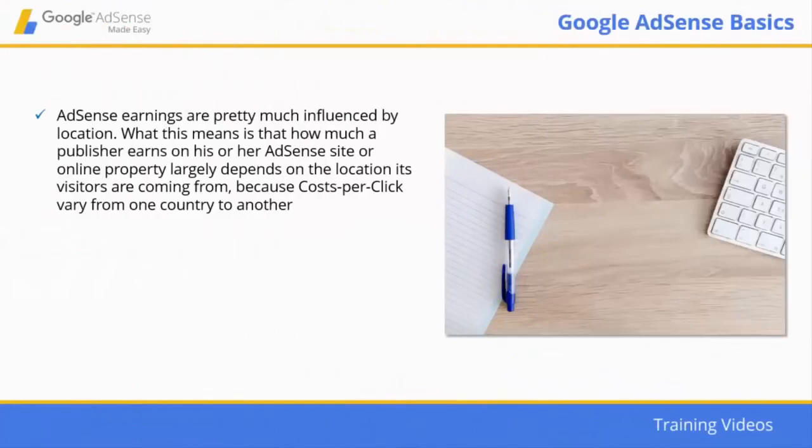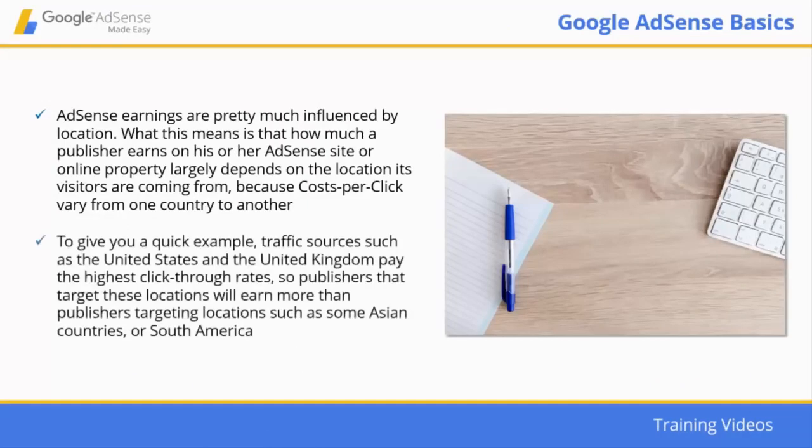AdSense earnings are pretty much influenced by location. What this means is that how much a publisher earns on his or her AdSense site or online property largely depends on the location its visitors are coming from, because costs per click vary from one country to another. To give you a quick example, traffic sources such as the United States and the United Kingdom pay the highest click-through rates, so publishers that target these locations will earn more than publishers targeting locations such as some Asian countries or South America.